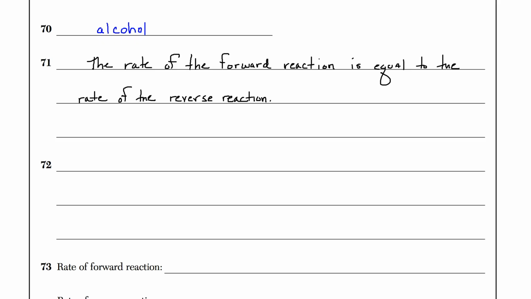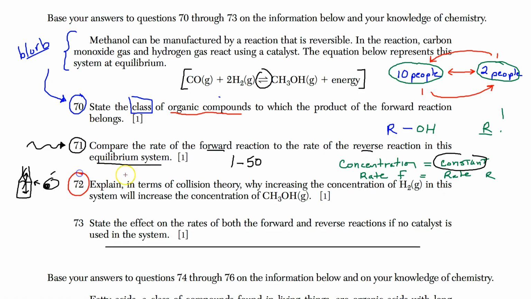On to number 72. Number 72, explain in terms of collision theory. Please explain in the way that they want you to answer. Collision theory is the idea that molecules or atoms or ions must collide to form chemical bonds, or even pressure. There must be a collision that's effective. To be an effective collision, you have to have high enough kinetic energy. That's your activation energy.